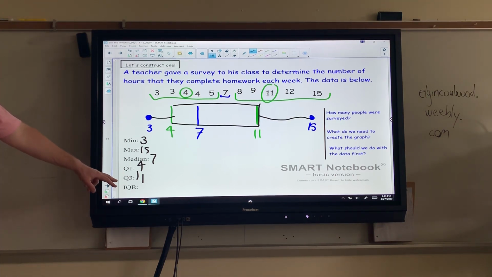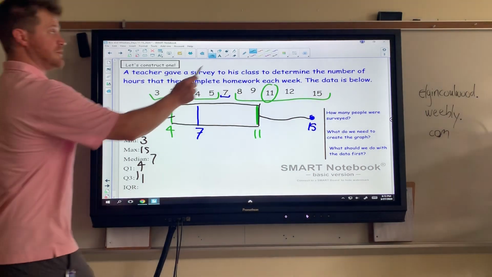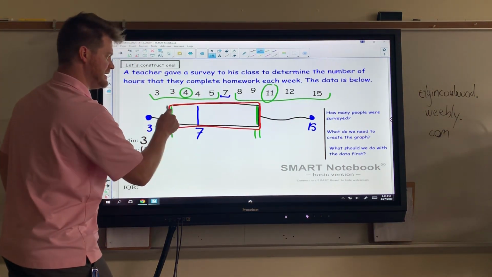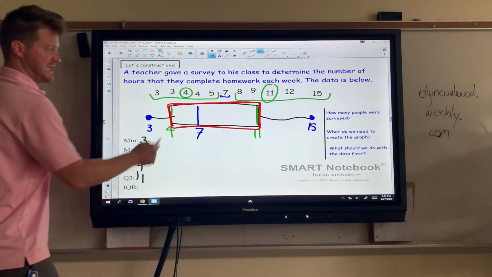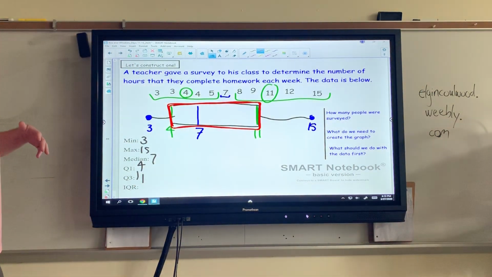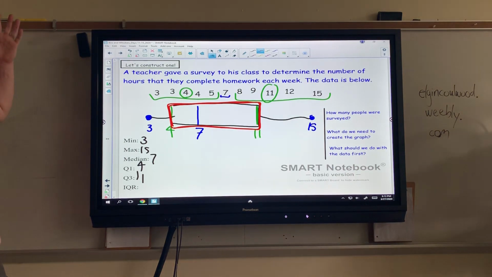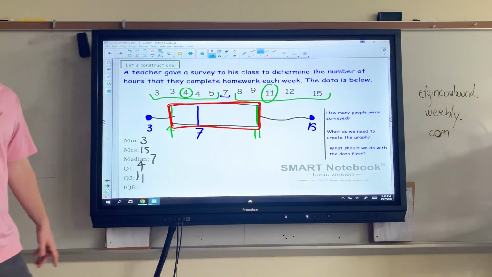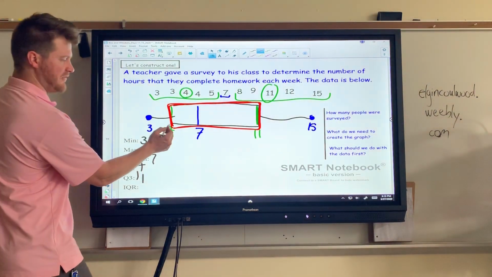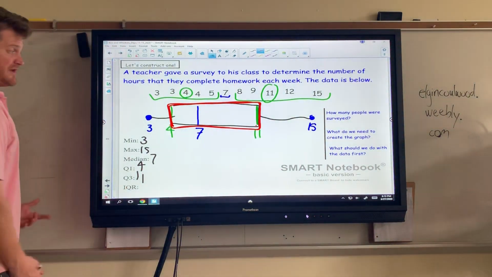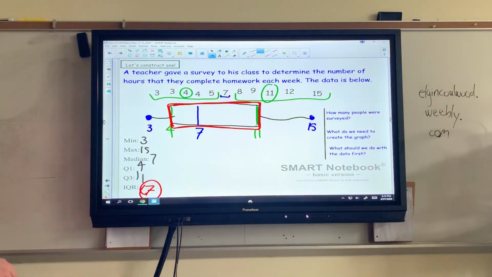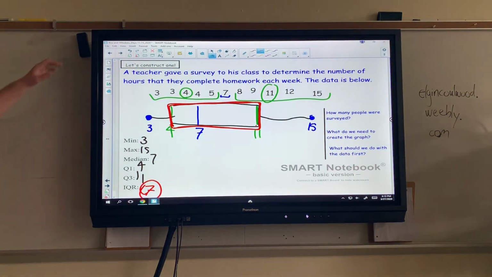But then the IQR talks about the interquartile range. The interquartile range deals with just the box. Interquartile range, aka IQR, just basically asks the range of the box. So how far Q1 is from Q3. You find this by doing Q3 minus Q1. Basically, how far 4 is from 11. Well, 11 minus 4 is 7. So you can say the IQR, the interquartile range, is 7.